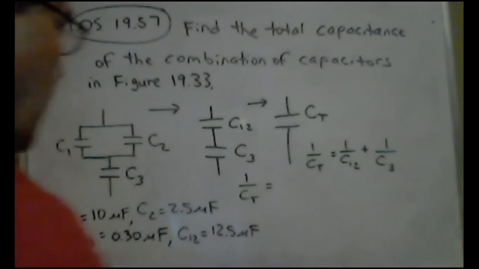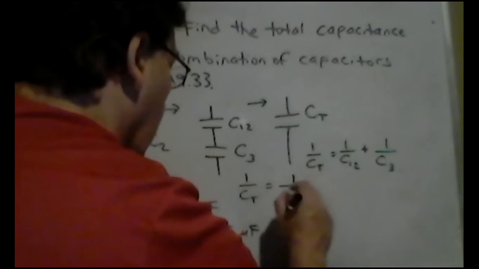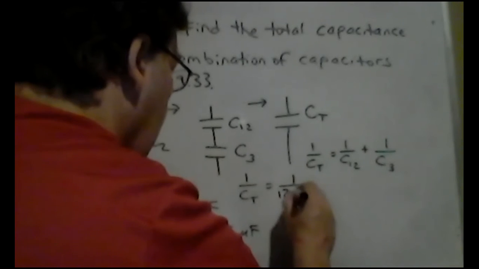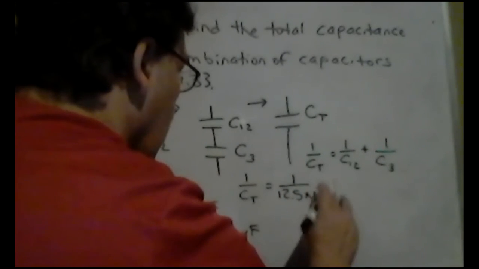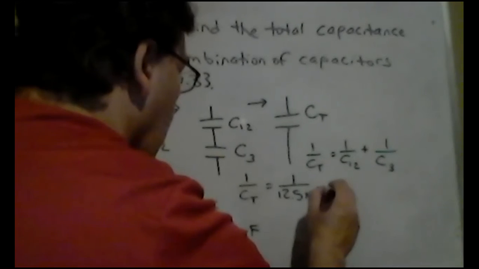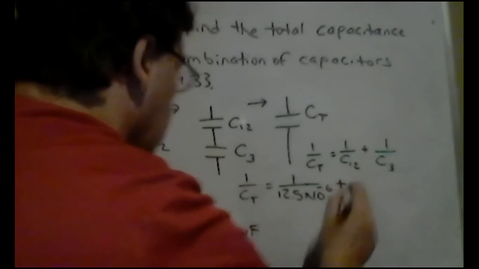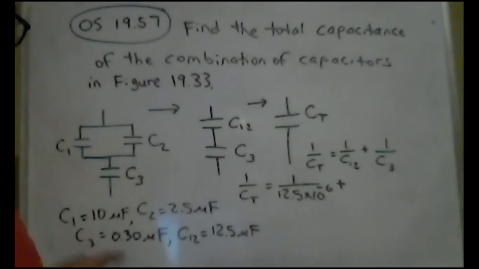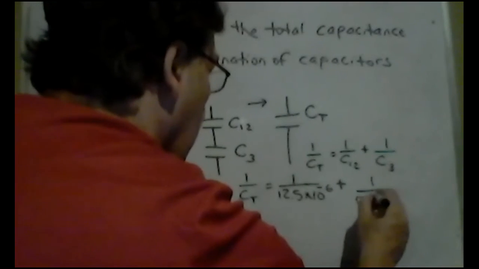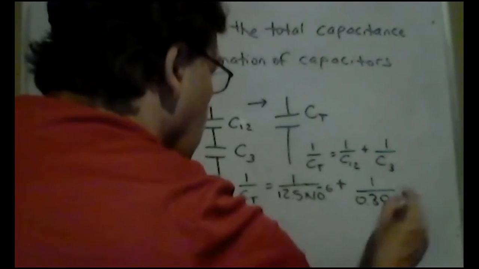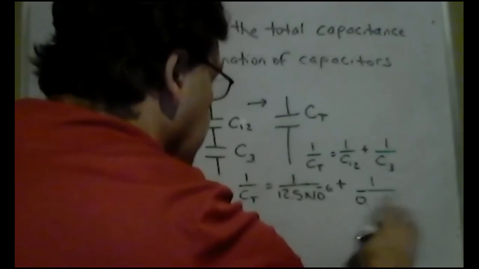C12, remember, is 12.5 microfarads. So 1 over 12.5 times 10 to the negative 6 farads, plus C3, 1 over 0.30 times 10 to the negative 6 farads.